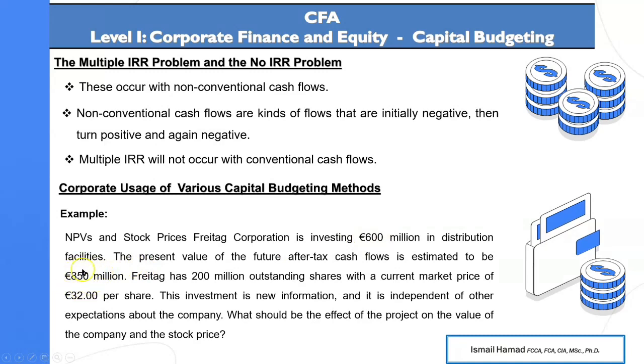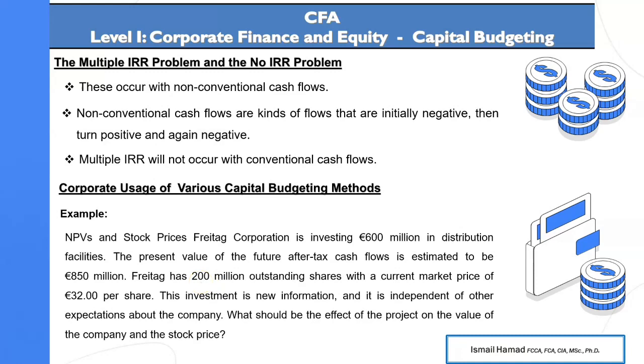That means, if you remember, the profitability index will be higher because 850 divided by 600 will give more than 1. So we'll have a positive net present value of 250. From 600, now I have a value of 850, so I gain 250 million. But the company has 200 million shares. The market price is $32. So $32 times 200 million will give the market value of the company.